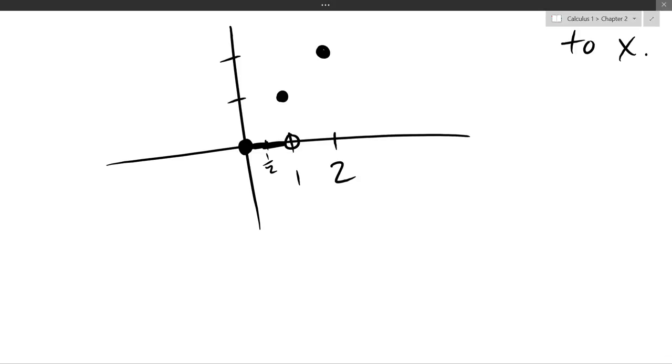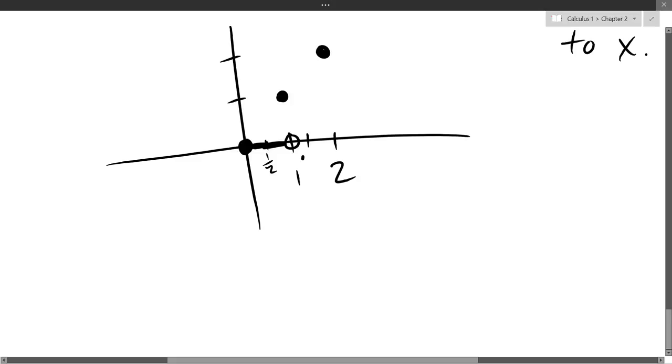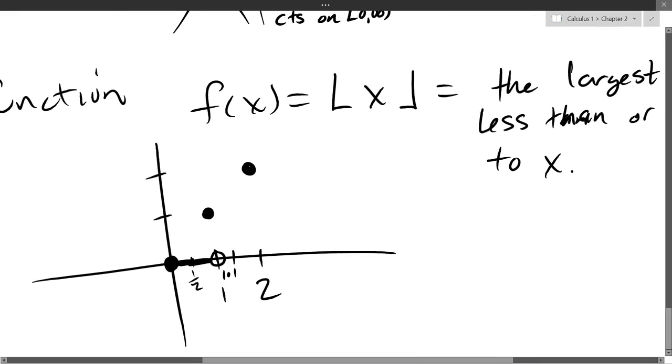Now maybe it's better to think about decimals over here. What about, for example, 1.1? What's the largest integer less than or equal to 1.1? 1. So we're basically rounding, right? We're truncating down. We're not quite rounding down, we're truncating down. It's like a stair function.